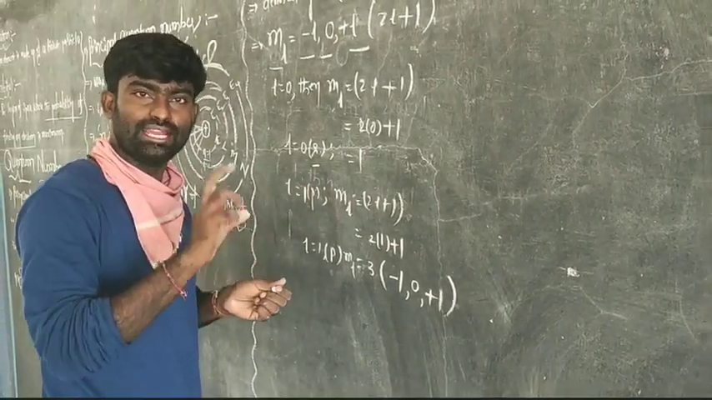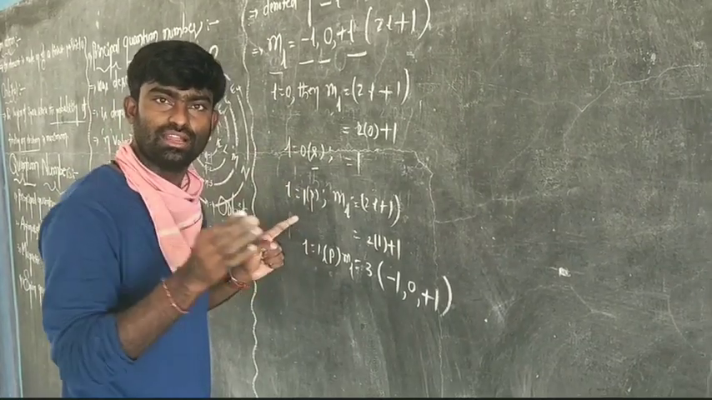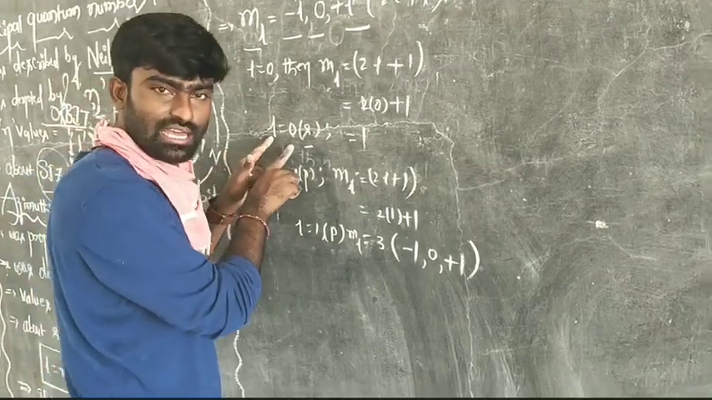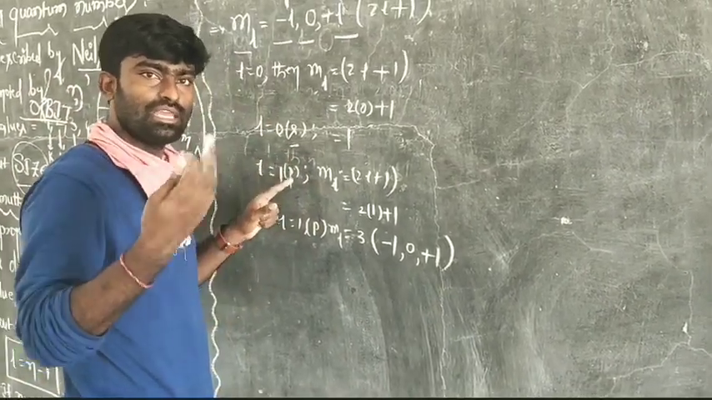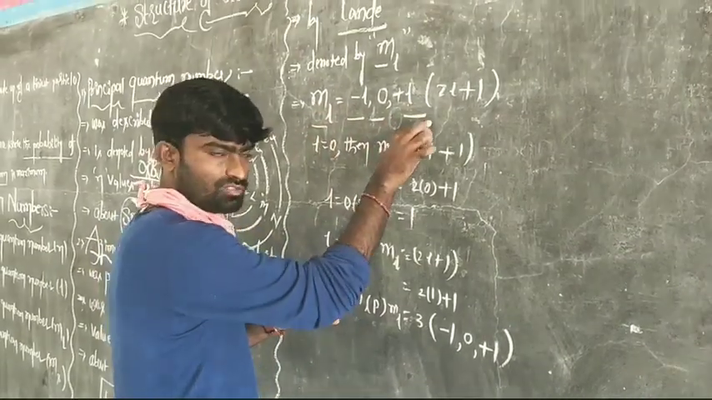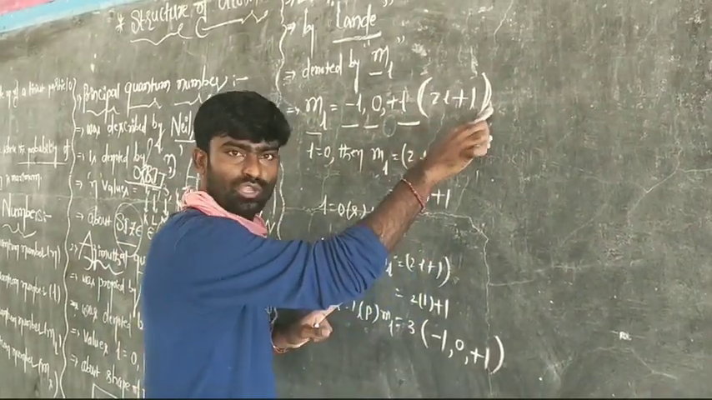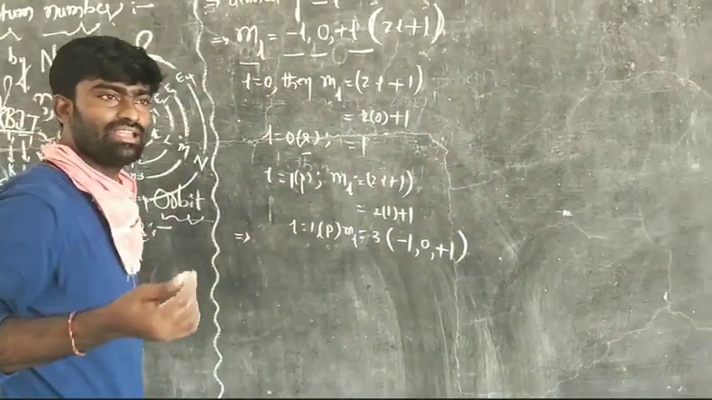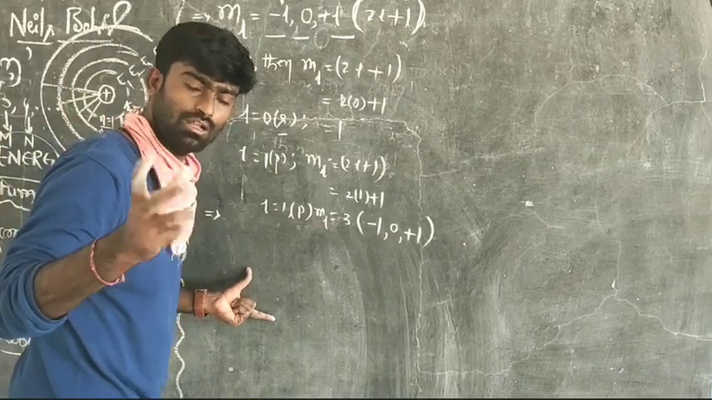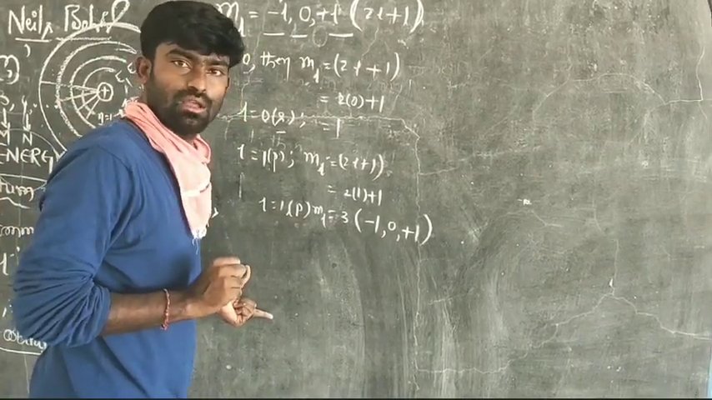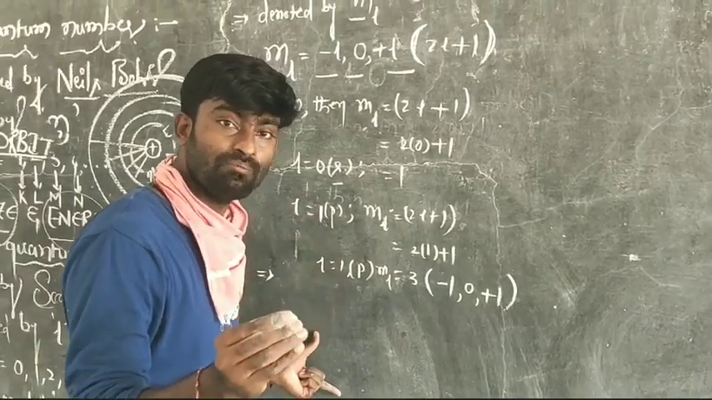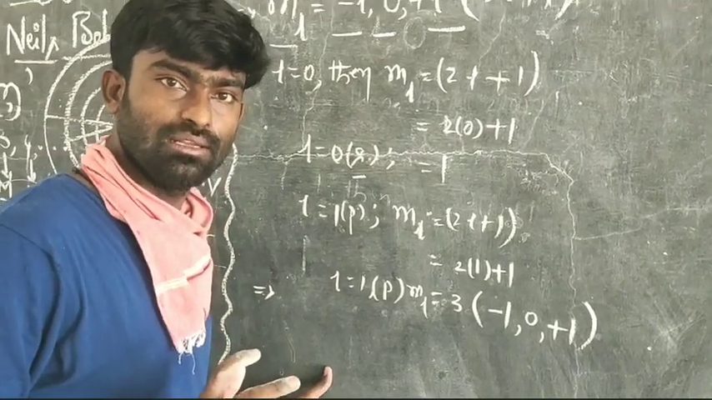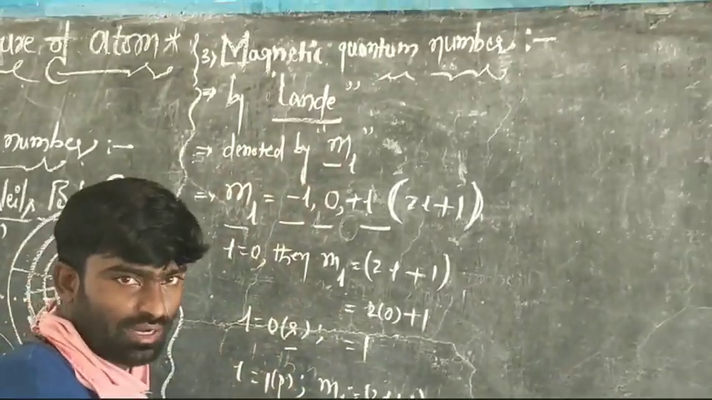So this is how we can calculate the ml values if you know the L value, followed by the formulaic expression 2L plus 1. In this magnetic quantum number, you will have information about the orientation of the orbital, and at the same time the number of subshells present in a particular orbital. That's about the magnetic quantum number.